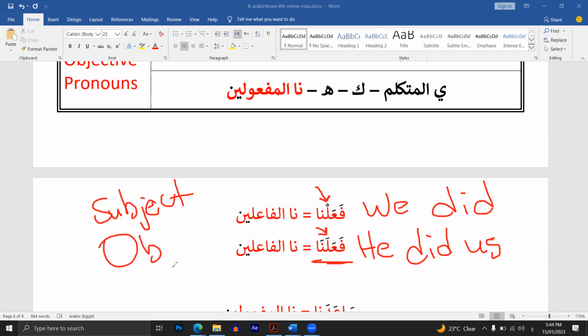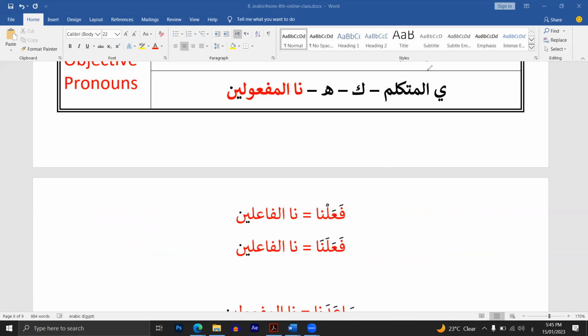Thank you for the point. It will be object, because even the translation is different. In the first one, فعلنا, we did. We are the subject, the one doing the verb. But in the second one, he did us, فعلنا. So now it's an object. Thank you for this interesting question.